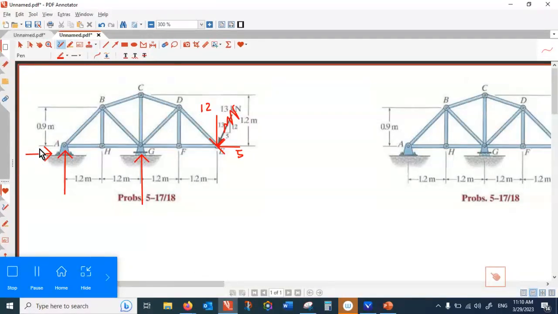All right, so this is obvious that this reaction is equal to 5. These are the only horizontal forces in the free body diagram. And then to find AY, because these two forces are symmetrically apart.